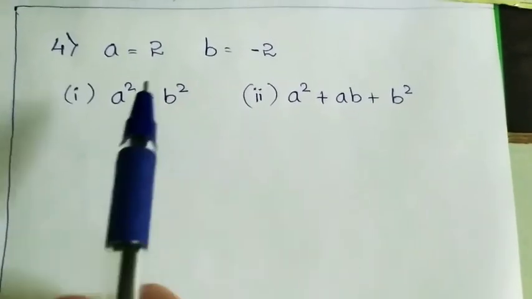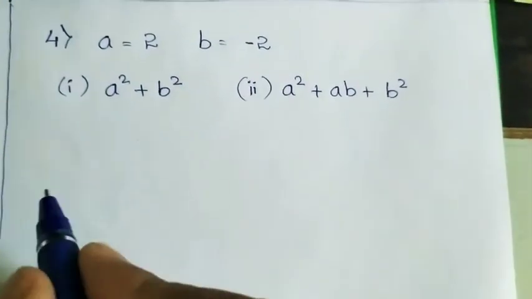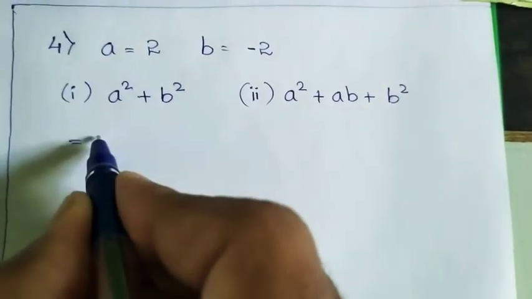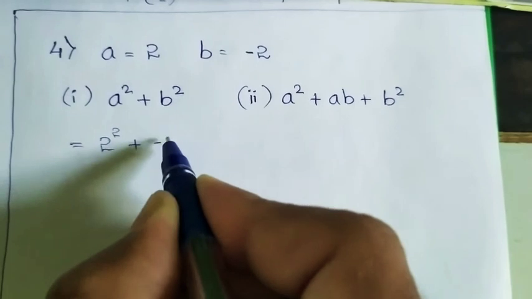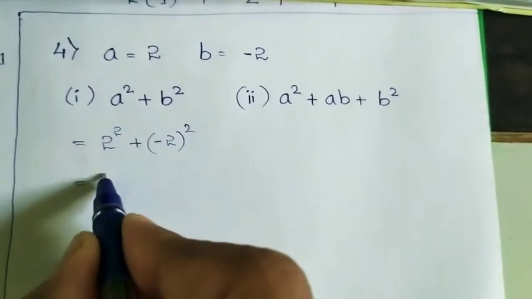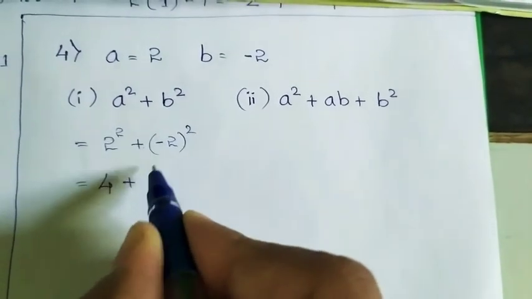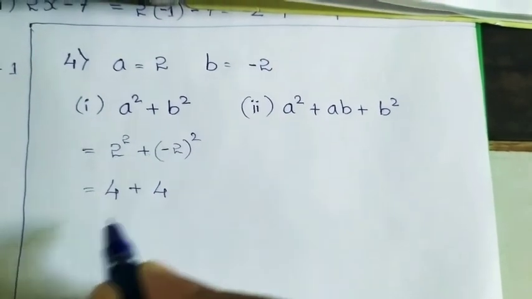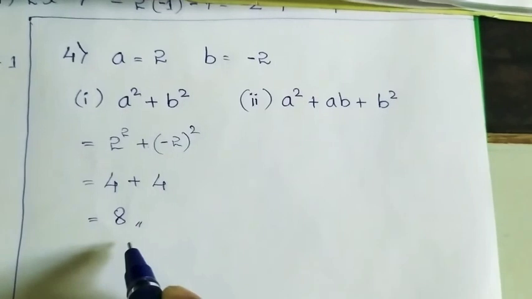Now fourth one, they given a value 2, b value -2. So let's find the first one, a square plus b square. So a square means here 2 square plus b square, that is -2 square. So 2 square will be 4 plus -2 square also will be 4. How? 2 2s are 4, minus into minus it will be plus. So 4 plus 4 it will be 8. So our answer is 8.